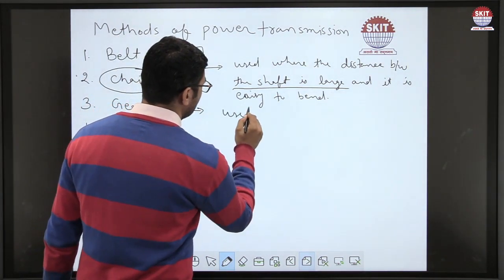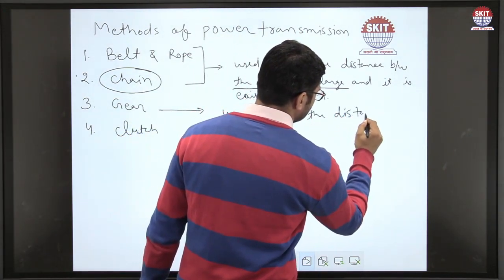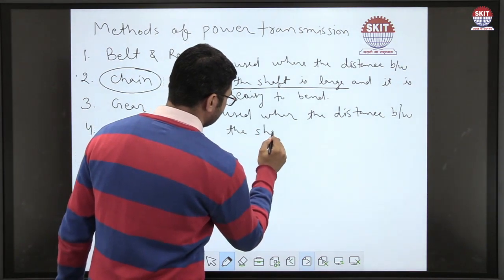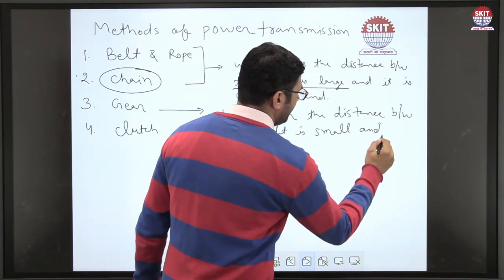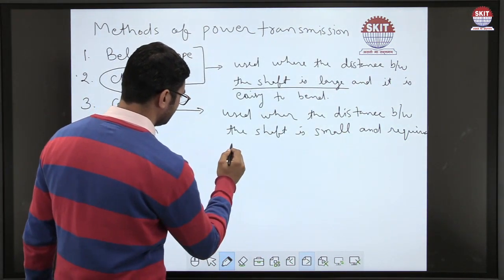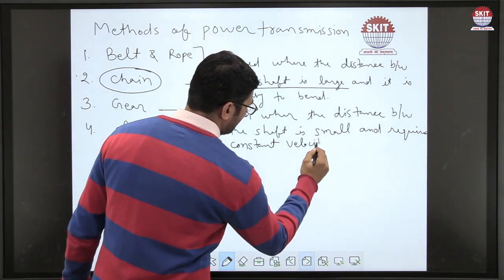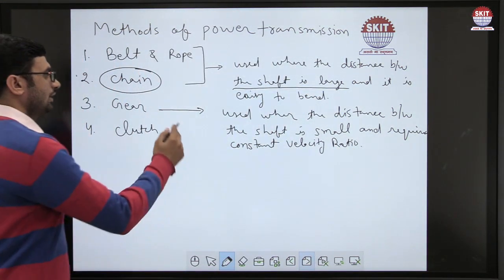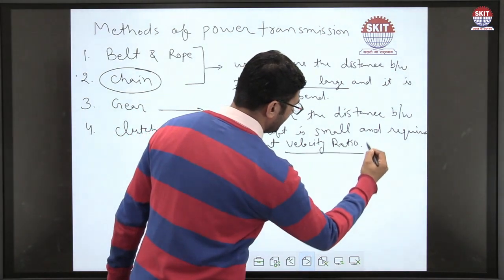Gears are used where the distance between the shafts is small and a constant velocity ratio is required, which is denoted by VR.